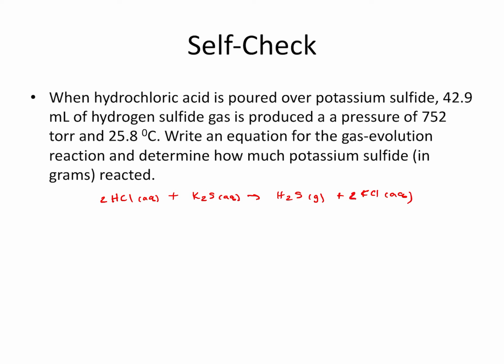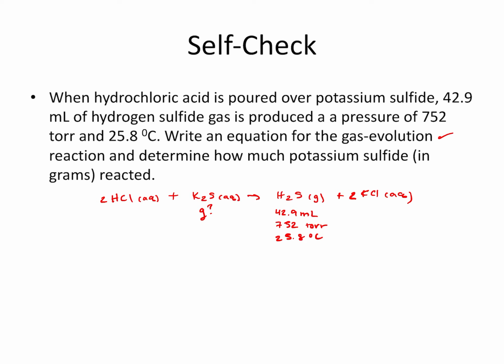When hydrochloric acid is poured over potassium sulfide, 42.9 milliliters of hydrogen sulfide gas is produced. So I have 42.9 milliliters of this gas. It has a pressure of 752 torr and a temperature of 25.8 degrees Celsius. Write an equation, we already did that, and then determine how much potassium sulfide in grams reacted. So I want the mass of this.